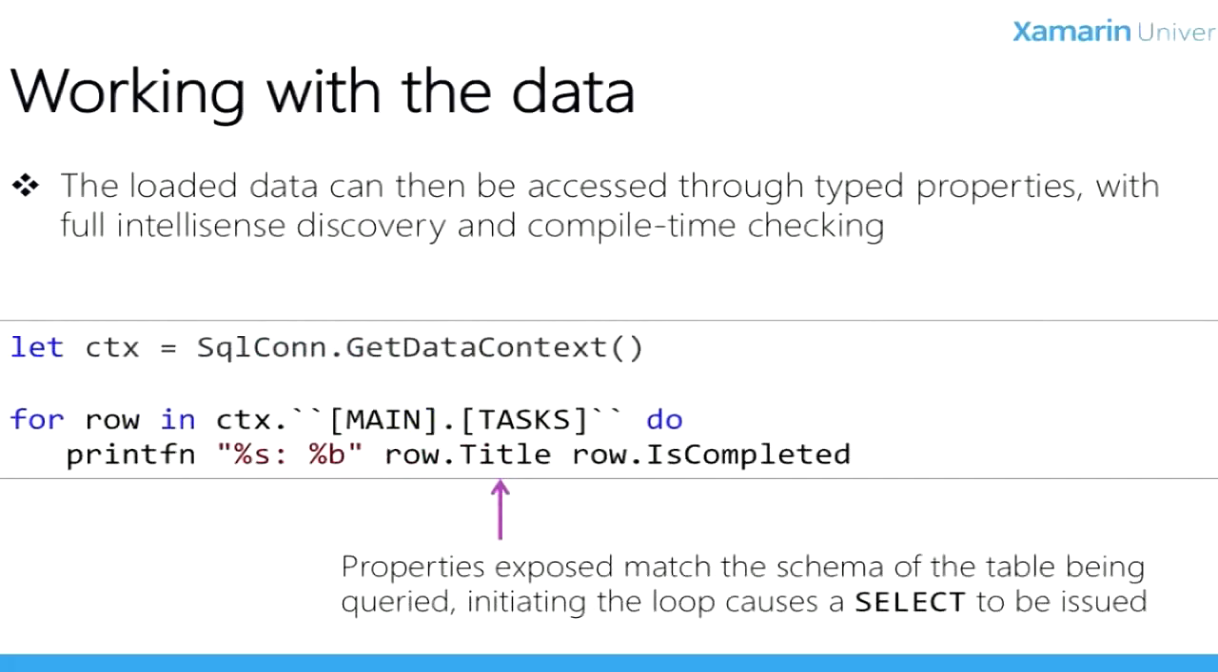We retrieve the data context from our SQL provider and then access the tasks table, printing out the title and its completed columns. And again, by executing the loop, the type provider will begin consuming the data, in this case creating an appropriate select statement and then pulling back each row to process.